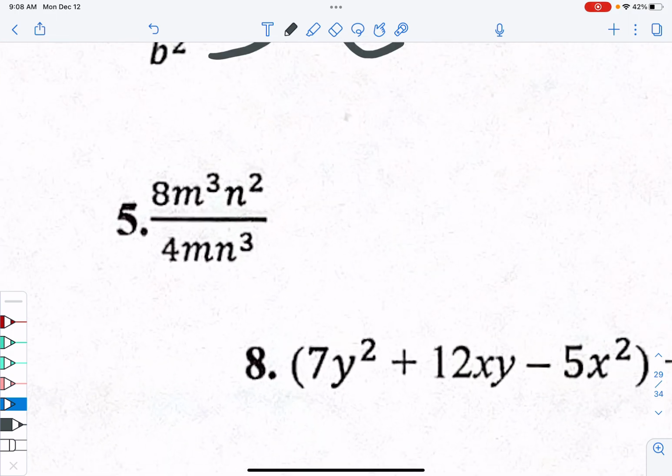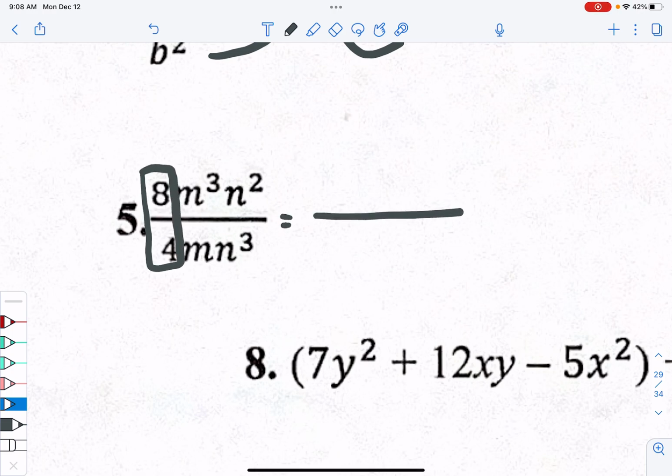Now we have 3 things that we need to lump out. The first one is the 8 and the 4. I'm going to deal with that first, okay? So 8 and 4, if I reduce them, becomes 2 and 1. Okay, now the m's, okay? I'm going to deal with the m's now, okay?